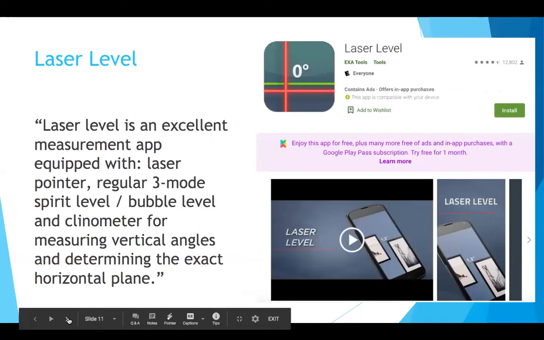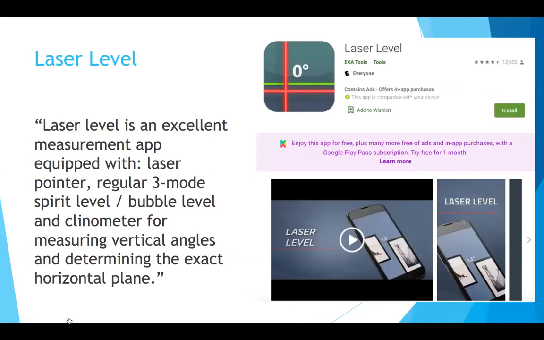Laser Level is basically another measurement app, and it's equipped with a laser pointer, a regular 3-mode spirit level, a bubble level, and a clinometer for measuring vertical angles and determining the exact horizontal plane. So this would be useful if you're trying to level a painting or maybe wood. So if you're interested in that sort of use, you should definitely check it out. It's called Laser Level.